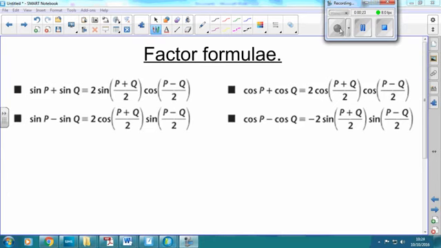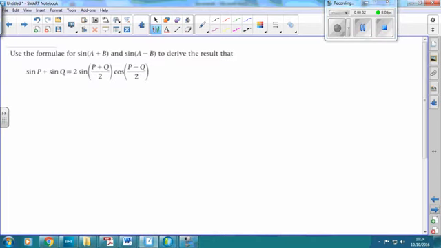Then in the second part, what we're going to do is prove one of them. So make sure that you get those down, and you can obviously pause the video. We're going to try and prove this one here: sine p plus sine q equals 2 sine (p plus q) over 2 cos (p minus q) over 2. And in the next example we're going to see how to use the factor formulae, but first of all we're going to just prove them.